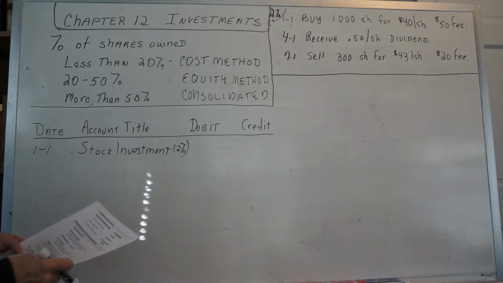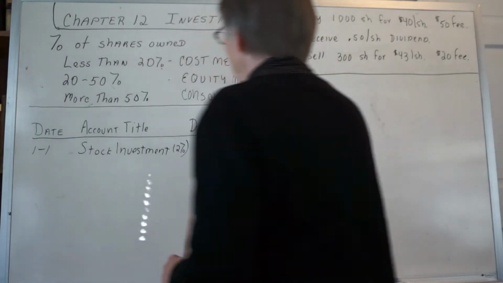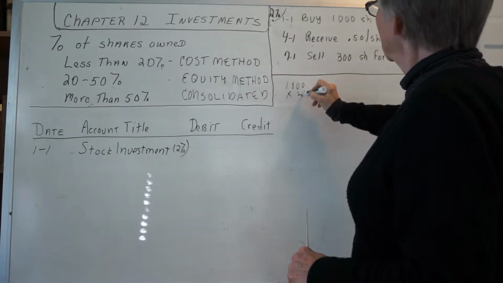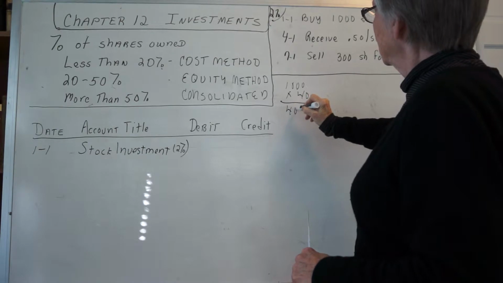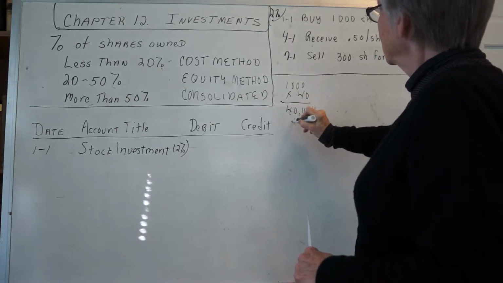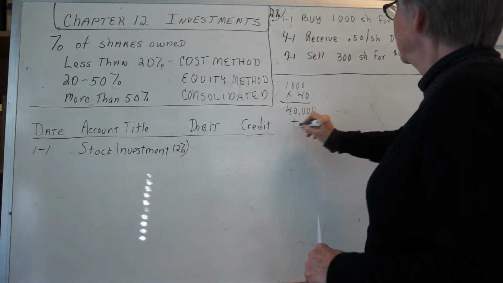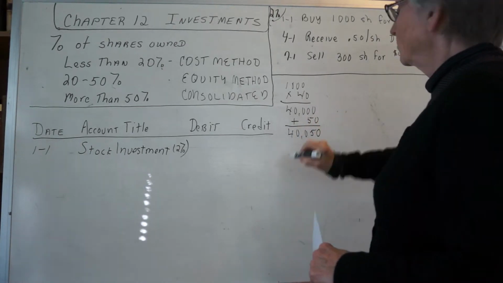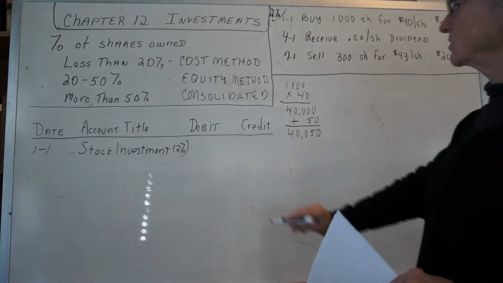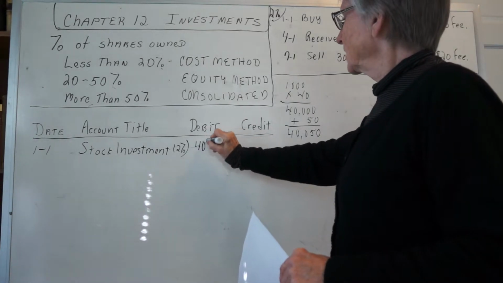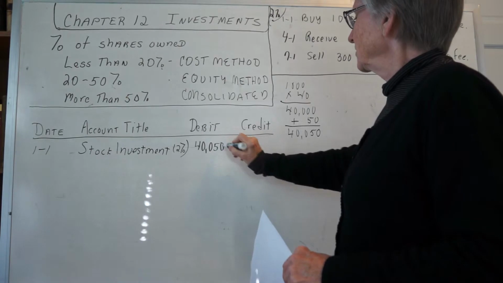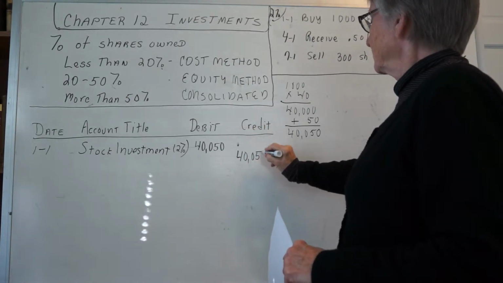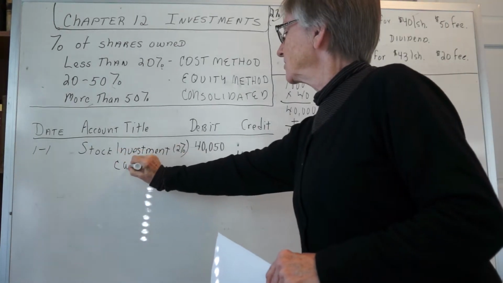And how much would it be? Well, we bought 1,000 shares times $40, so that's $40,000. But we also had to pay a $50 fee. So our cost base for that stock is going to be what we paid for the stock itself plus the fee. So that comes on the books at $40,050. And we paid some cash.